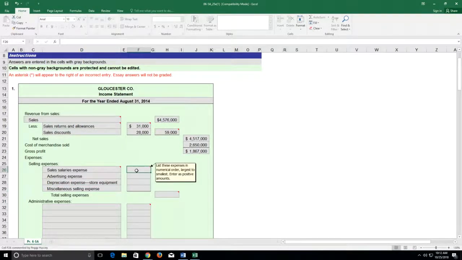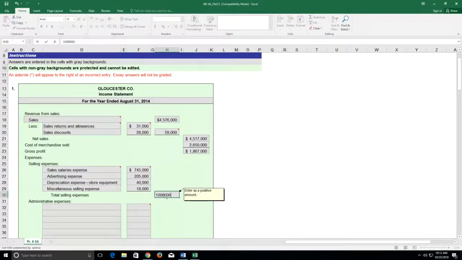So we had 745, 205, 40, and 18. Whoops, not 180. For a grand total of $1,008,000.